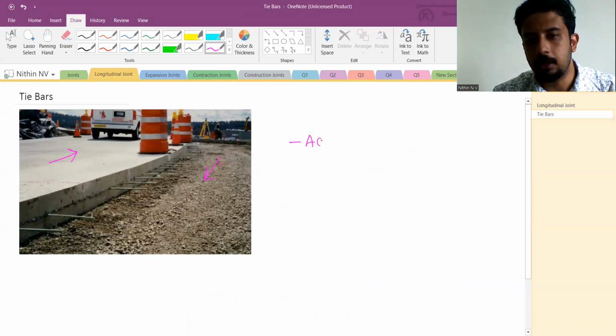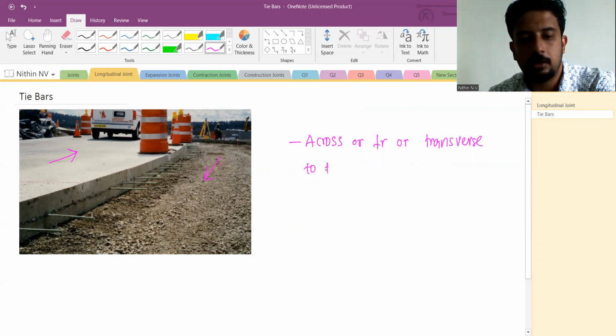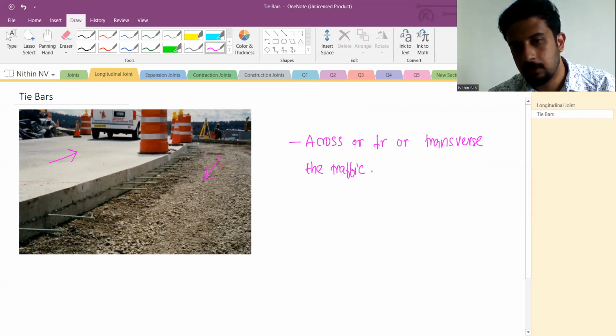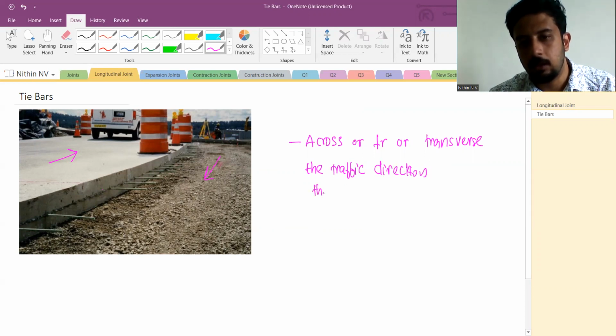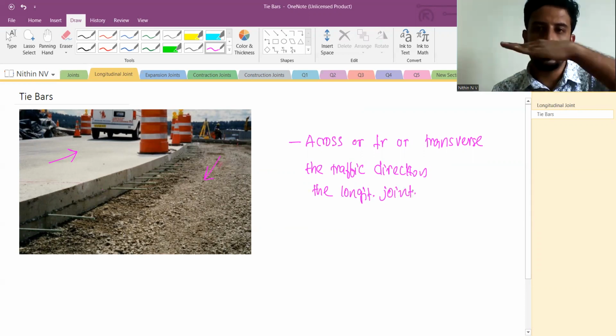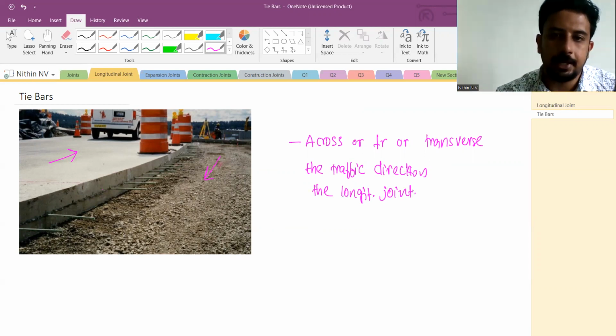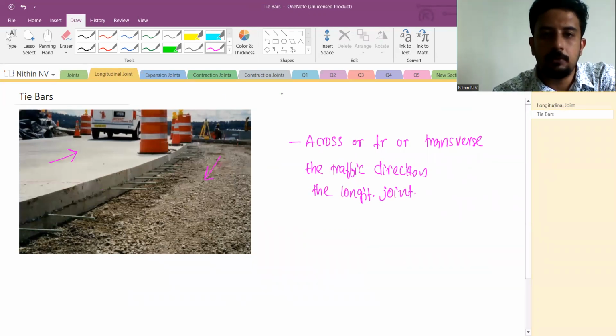The tie bar is across or perpendicular, or we can say transverse, right? Transverse to, or across, the traffic direction. We can say either traffic direction or across the longitudinal joint. Like that also we can say. Perpendicular, it's like a cross, no? The longitudinal joint is going like this, the tie bar is like this. So it's like a cross, across the direction. Understood?